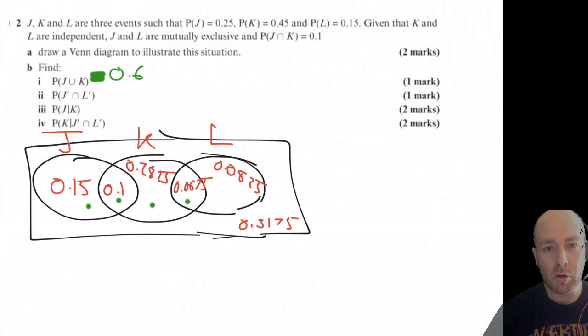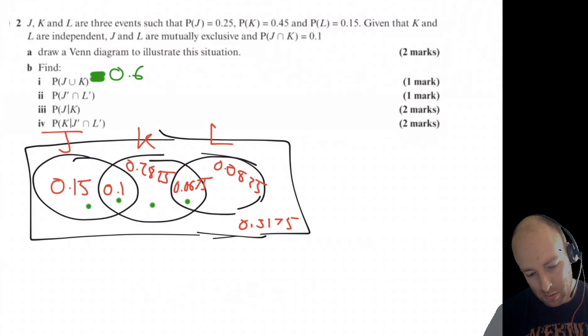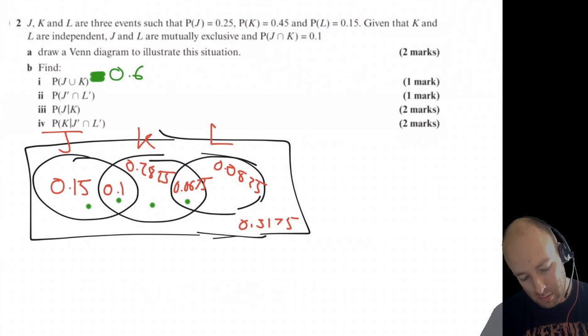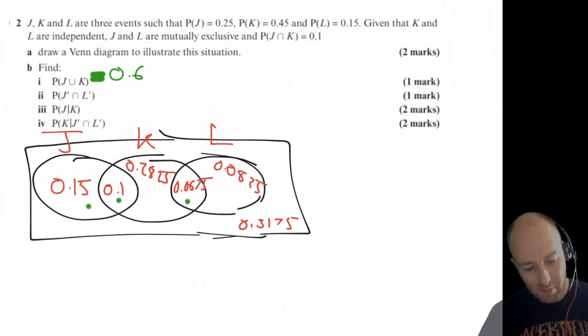Next one, not J and not L. Okay, let's... rubbish. What have I done? I shouldn't have done that. Okay, let me delete those little dots.